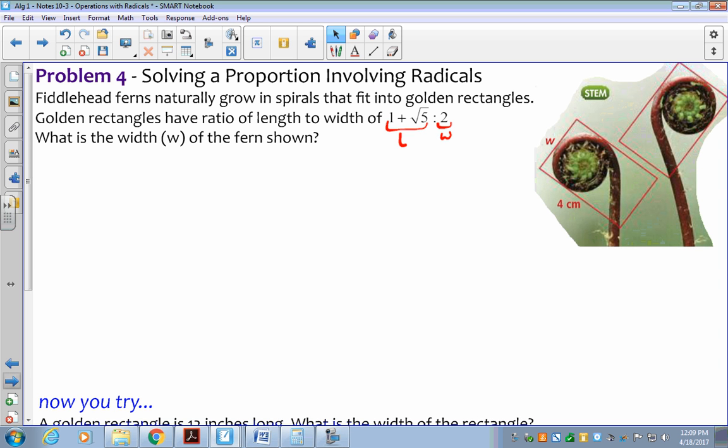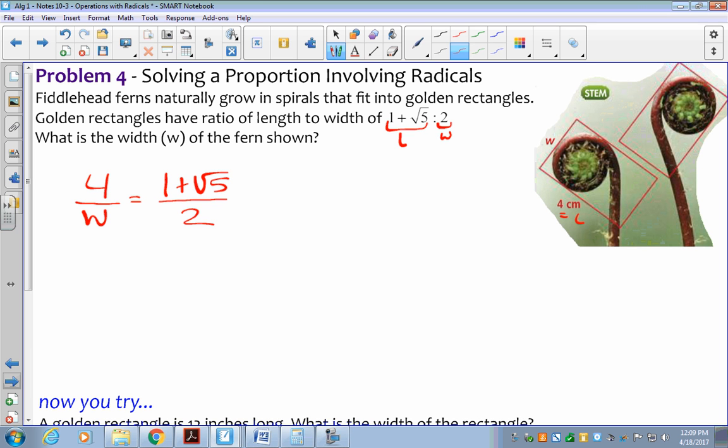So we want to know what's the width of the fern shown here. We know that the length is 4, and the width is unknown. So length to width, let's put the length on top. So 4 to W equals 1 plus root 5 to 2.